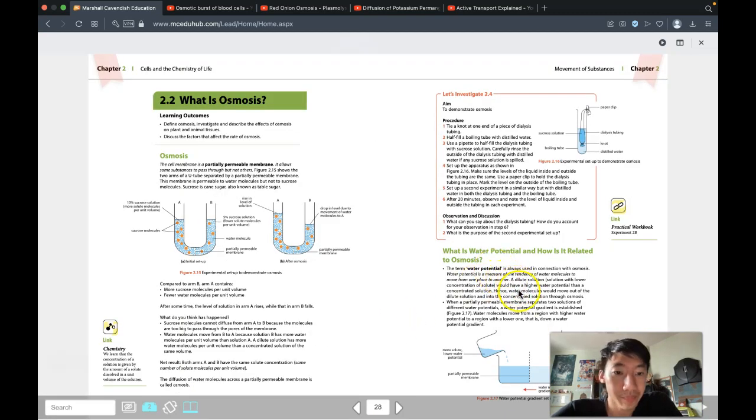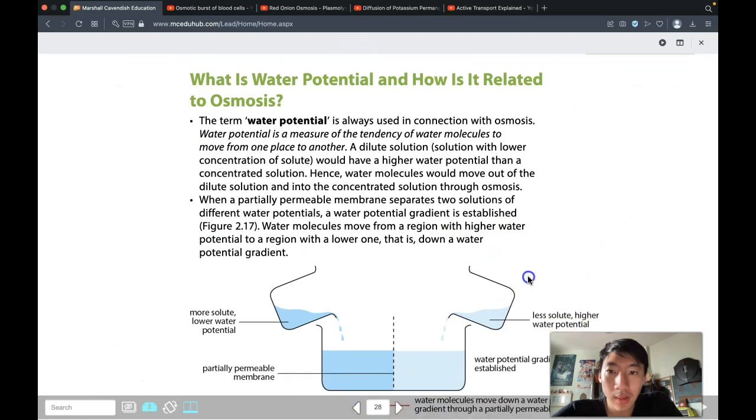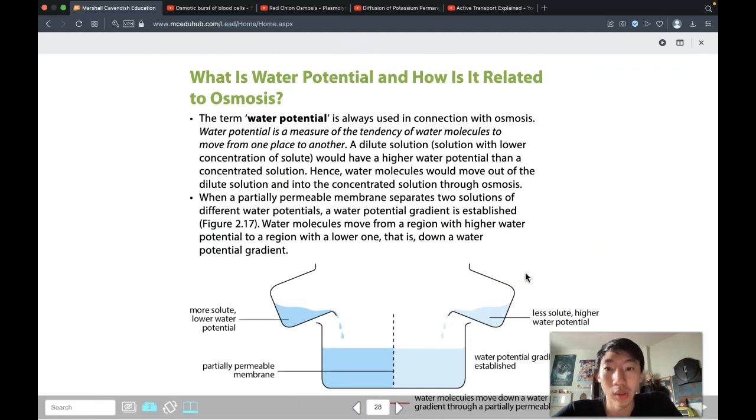Okay, so let's learn about this word called water potential. Now, the term water potential is always used in connection with osmosis. So you cannot use the word concentration for osmosis, right? It's very specific. You must use the word water potential. Why? It's just science, okay? Scientists want it to be this way. So as students, we have to do it like that, all right?